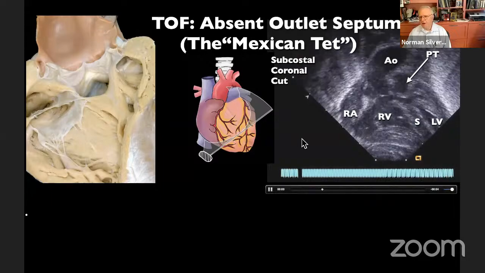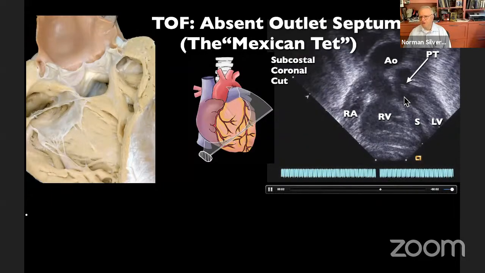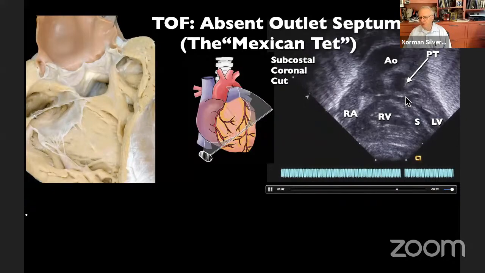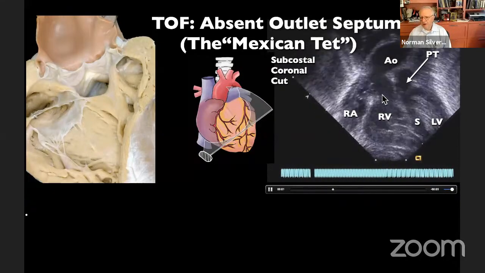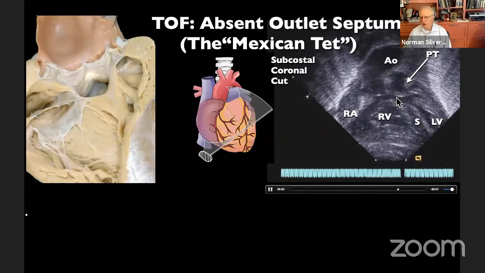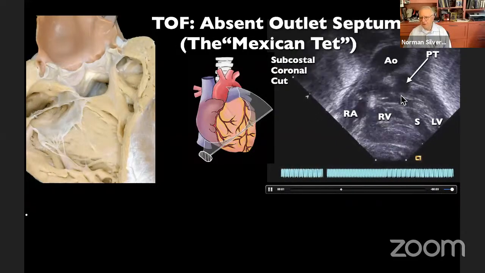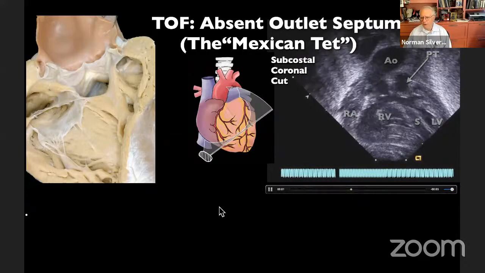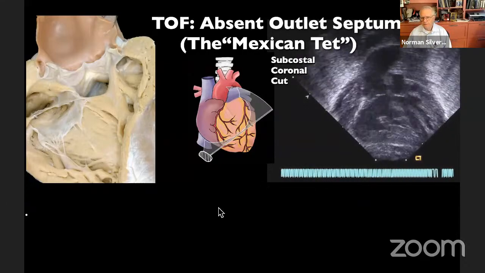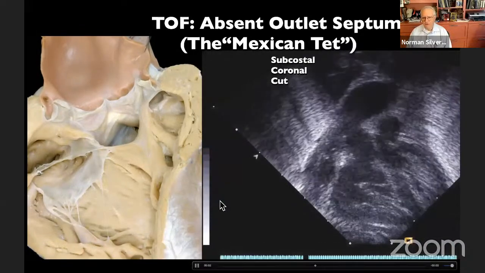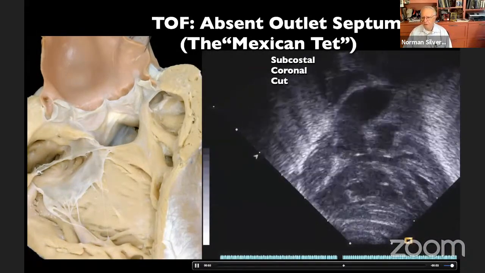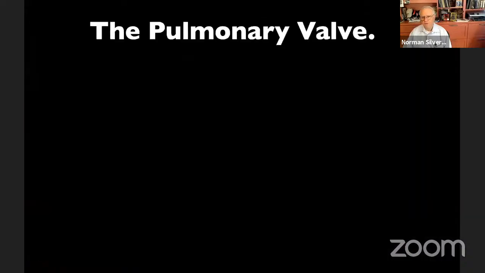And here is the echocardiogram, and let's just concentrate on the outlet septum over here. And here you can see, here is the pulmonary trunk, here is the aorta, there is no muscular tissue here, and the leaflets are in fibrous continuation, one with the other. And I'll zoom in so that you can appreciate that perfect echomorphological correlation.